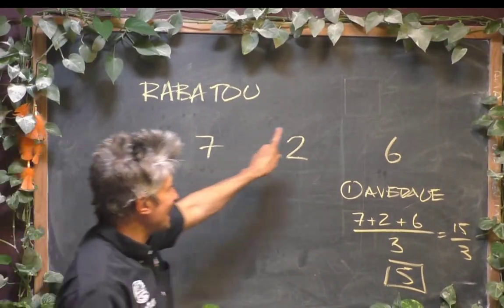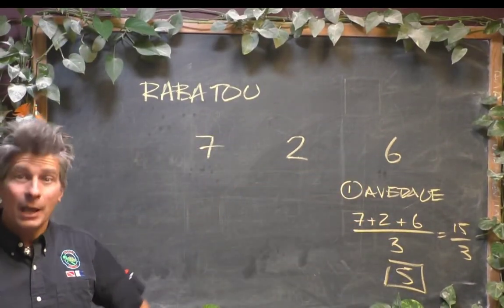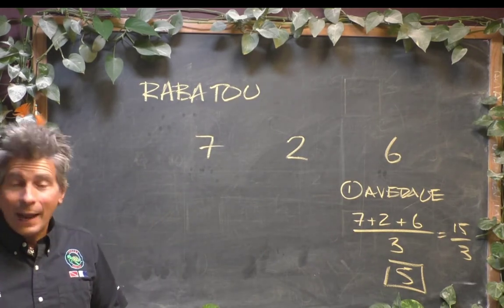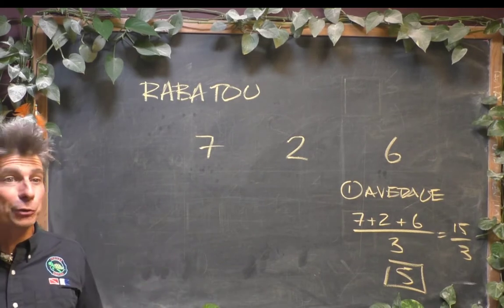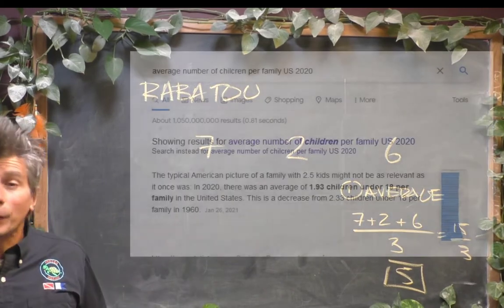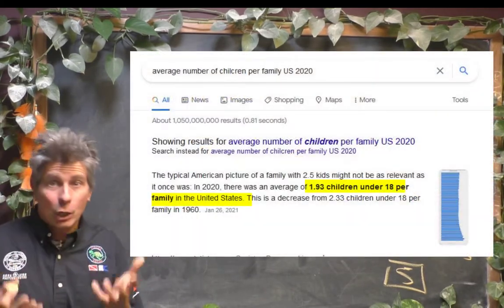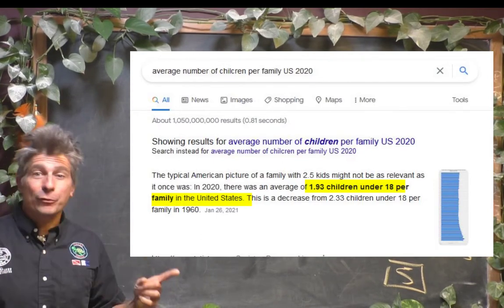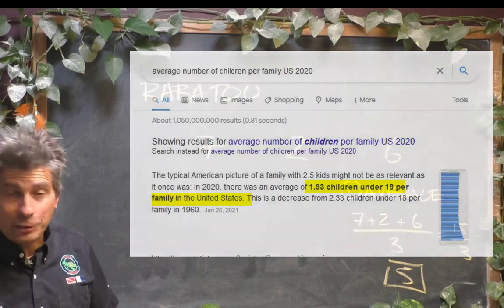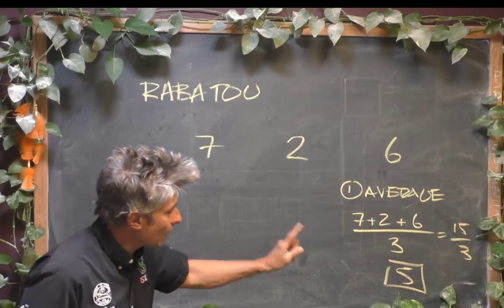Now notice, she didn't actually have any 5s, but her average is 5. And that's what happens with averages sometimes. Like the average number of children in the United States is not a whole number. It's a fractional number. Even though you can't have a fractional number of children, on average, it balances out to a fractional number. Okay, so that's her average.